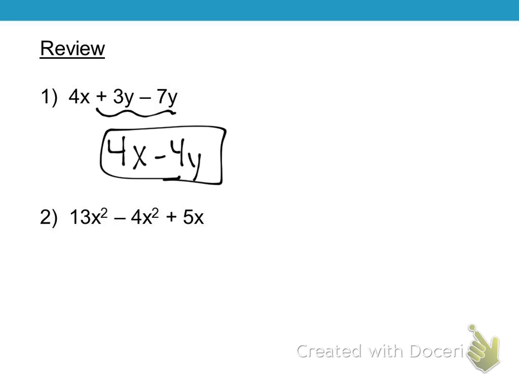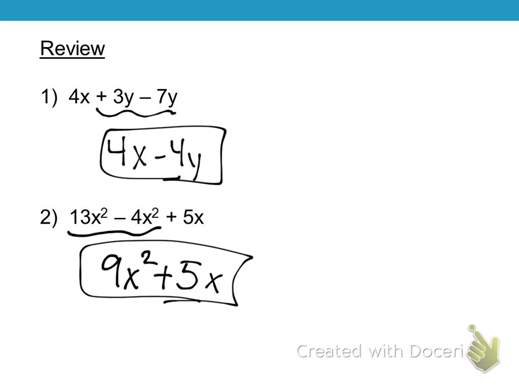What about number 2? 13x squared minus 4x squared. Very good. Gives me what? 9x squared. Perfect. What are your questions?